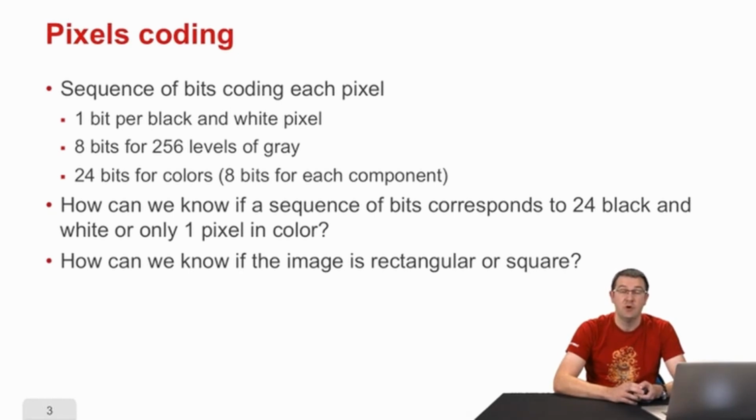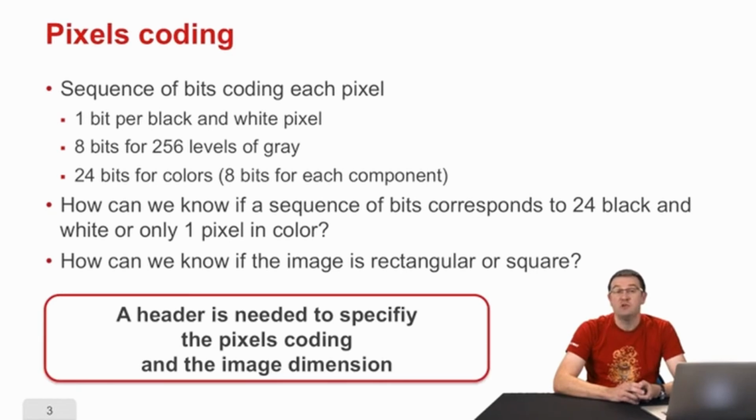The next question is, if I have a sequence of bits that corresponds to an image, how do we know if 24 bits corresponds to 24 black and white pixels, because each pixel uses 1 bit, or 1 pixel in colors, because each of these pixels uses 24 bits? We will have to add information to specify that my image is stored by pixels and each pixel is coded with a certain number of bits, black and white, gray or color. And we will also need to specify the image size.